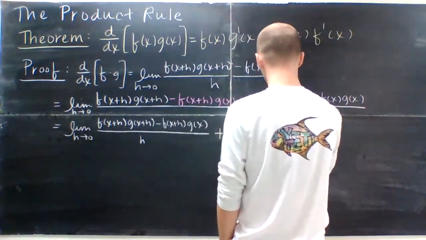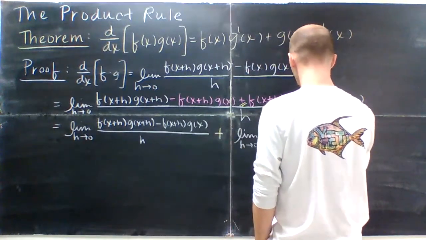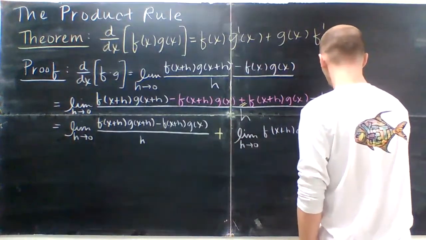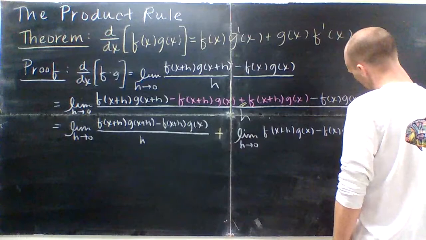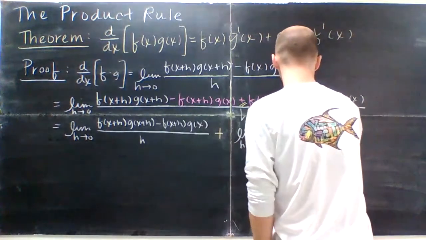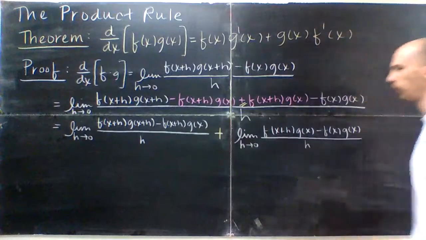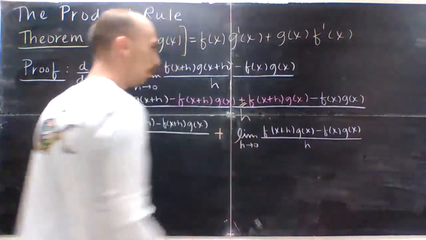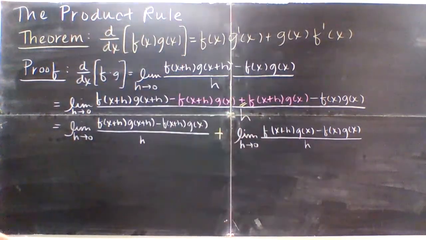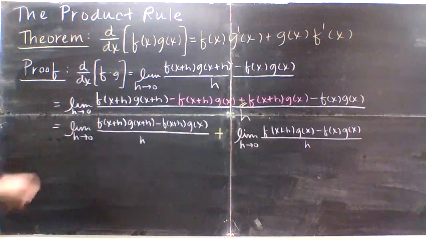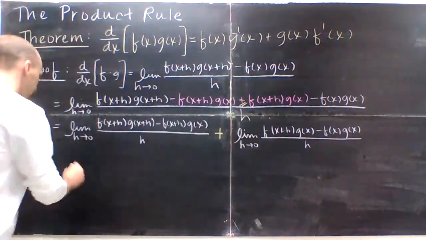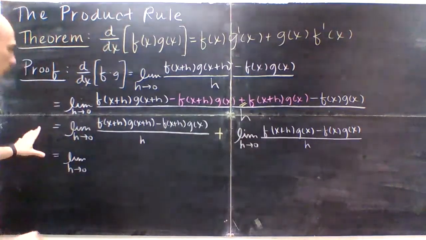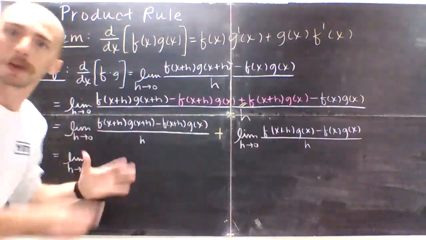As h goes to 0, f of x plus h g of x minus f of x g of x, all divided by h. So really what I've done here is undo addition with a common denominator. I could add these together over the same denominator and just combine the numerators, but I want to undo that right now, and maybe you can start to see what's going on. I'm going to factor an f of x plus h out of this, all the way out of the fraction. I'm going to write it in front of the fraction.